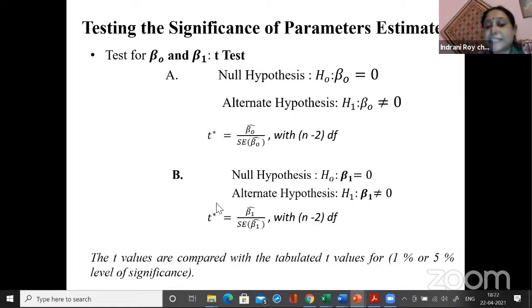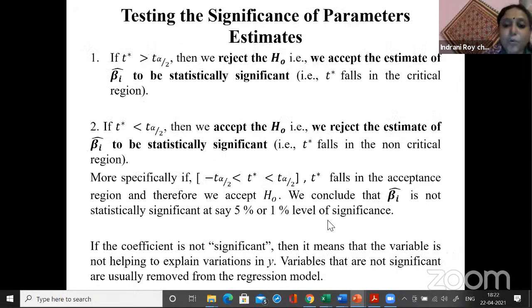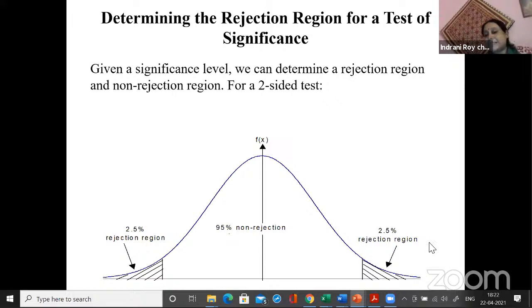The T value is the estimated value minus the hypothesized value, divided by the standard error, where the hypothesized value is set equal to 0. So it is the estimated value divided by the standard error, which is your T value with n-2 degrees of freedom. Now I'll show you this. This is your T distribution, the probability distribution. What you do through the hypothesis testing: your value is on the x-axis. It can be a positive value, it can be a negative value.